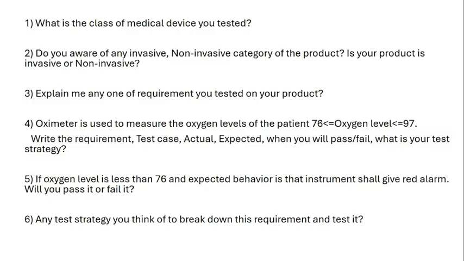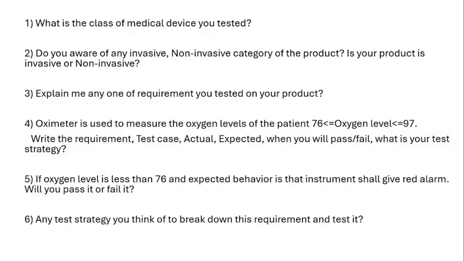Okay. And the fourth one is, he gave an example. An oximeter is used to check the oxygen levels in the blood. He said that the oximeter is used to measure the oxygen levels of a patient greater than or equal to 76 and less than or equal to 97. So that is the range. He asked me to write the requirement and the test cases, what the actual and expected results are, when you will pass or fail, and what your test strategy is.